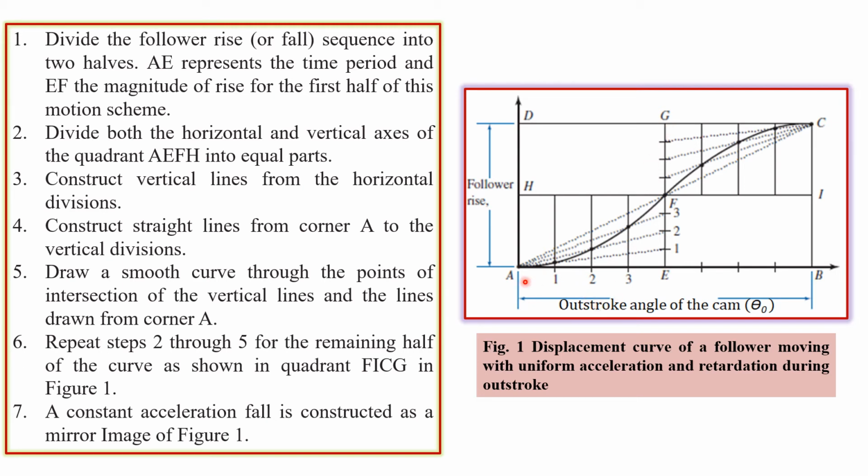Now what we will do, we will first focus on the uniform acceleration case. We know that the follower rises up to half of the stroke with uniform acceleration. So we are going to focus on A, E, F and H, this particular quadrant only. From this leftmost bottommost corner we mark it as point number A.